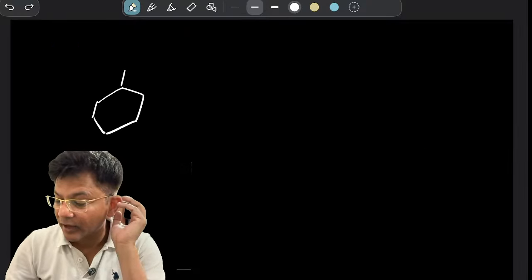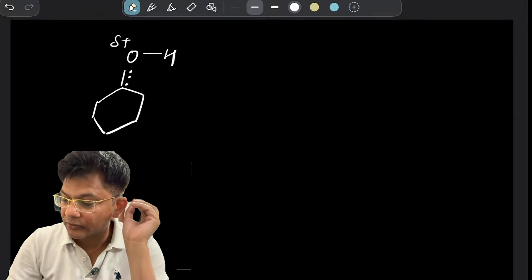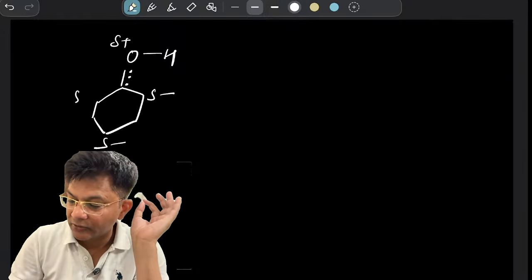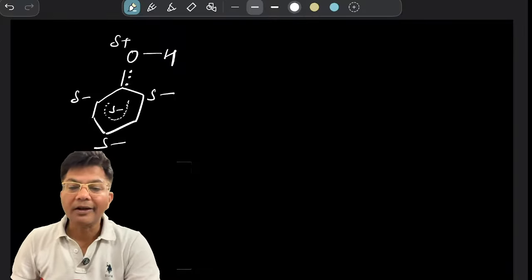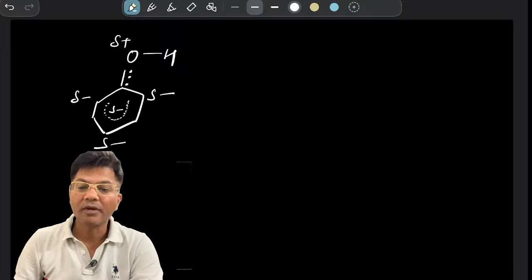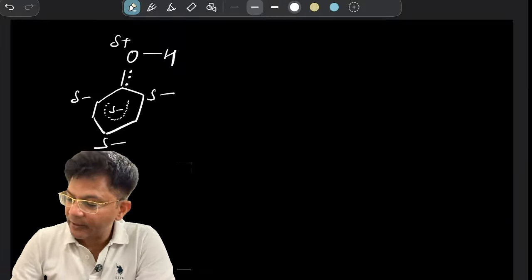It's a resonance hybrid. Okay, the resonance hybrid of phenol is like this. Just see, if you know the resonance, you can recall that partial negative charge is at ortho and para. This is the true structure of phenol. Am I right, kids? It is the resonance hybrid of phenol, right?